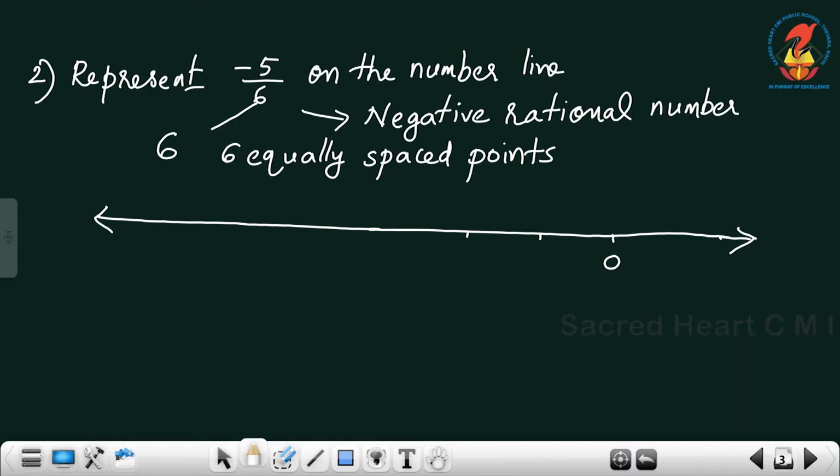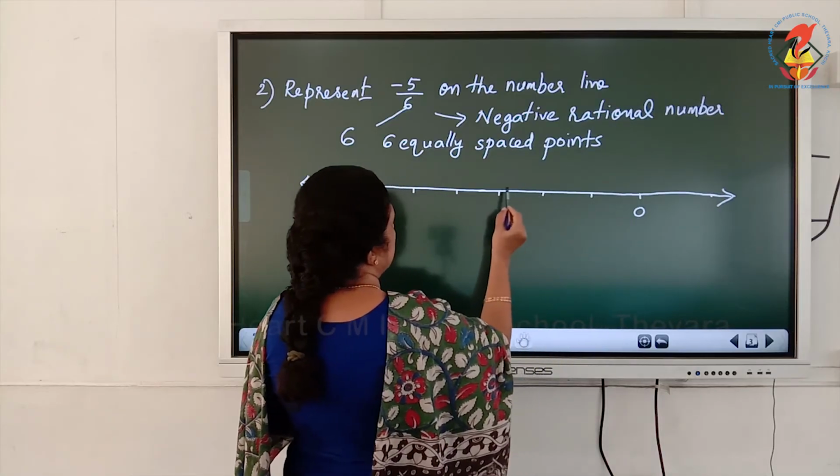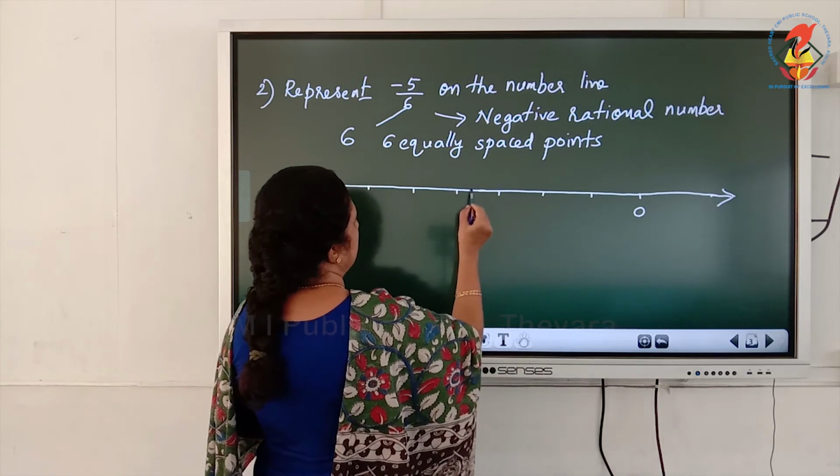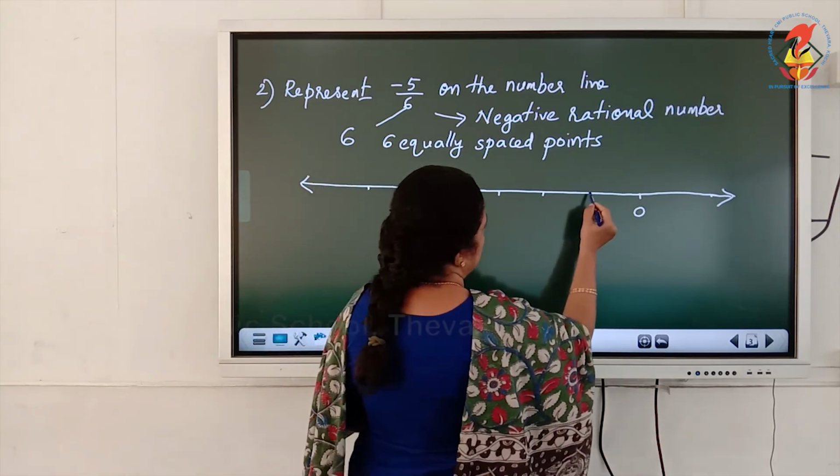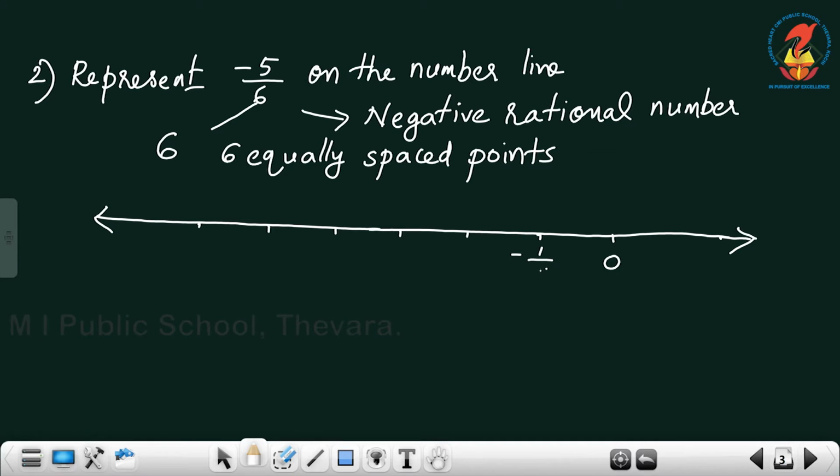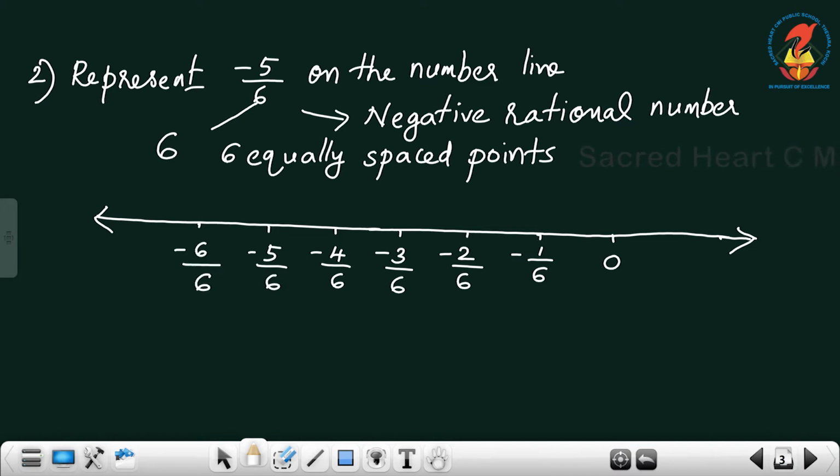1, 2, 3, 4, 5, 6. 6 points we marked. So you can see that 6 equal parts. So this is the first part. It will represent negative 1 by 6. Next point, negative 2 by 6. Third point is negative 3 by 6. Negative 4 by 6. Negative 5 by 6. And the last point you can write negative 6 by 6.